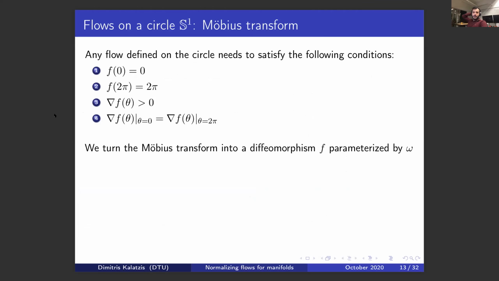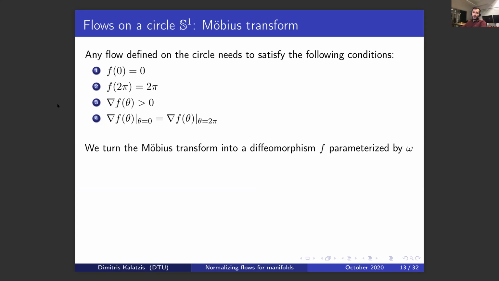So in order to turn the Mobius transform into a valid diffeomorphism acting on angles on the circle, we will leverage the structure of the manifold itself. Any flow that is defined on the circle needs to satisfy these 4 conditions, namely that points 0 and 2 pi are mapped to themselves, that derivatives are strictly positive, and that the derivatives at 0 and 2 pi need to have the same value.